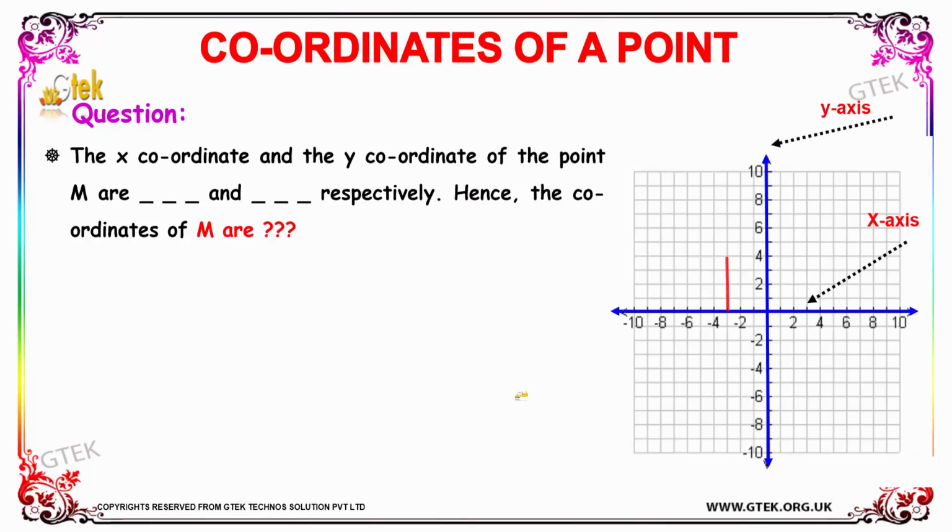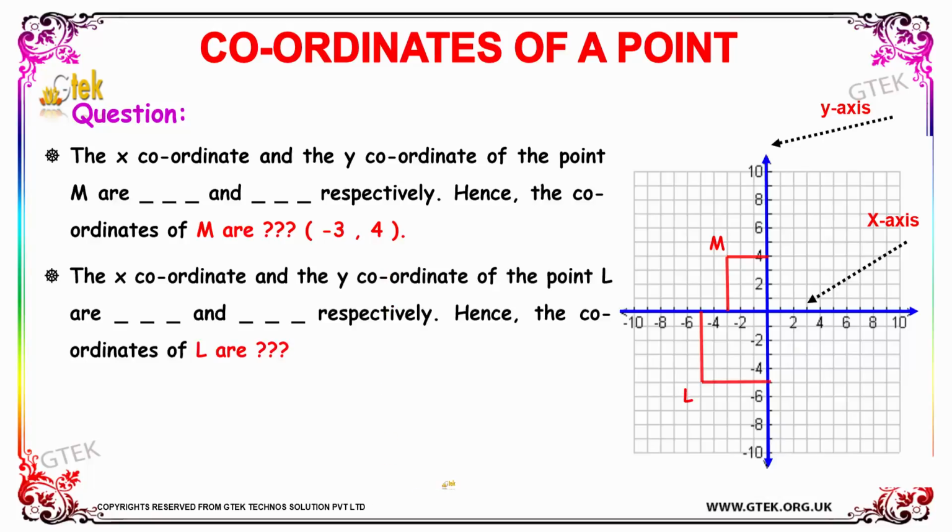Now we'll go with some questions and try to answer them. The x-coordinate and the y-coordinate of a point M are dash and dash respectively. Here we need to tell the coordinates by observing this one. This point is the origin, and this side is 1, 2, 3. In terms of x, it will be minus 1, minus 2, minus 3. Over this side it's minus 3. By the y-axis it's 1, 2, 3, 4. So the coordinate of M will be minus 3, 4. Let's see the answer. Yes, the answer is minus 3, 4.